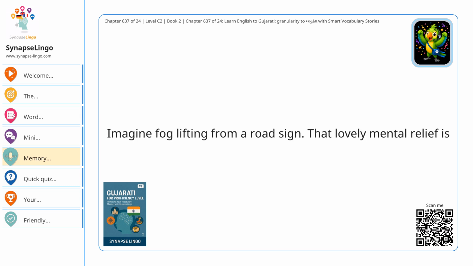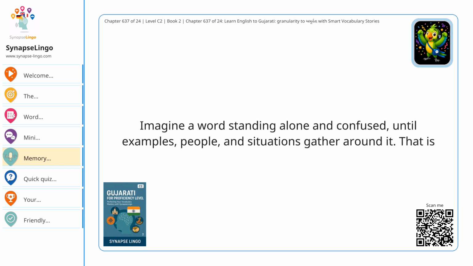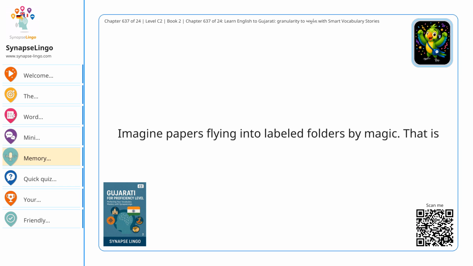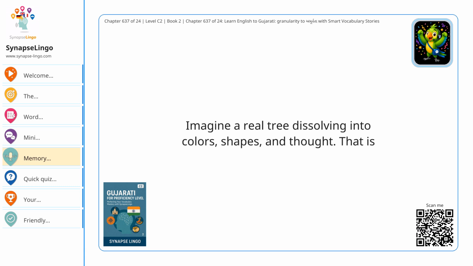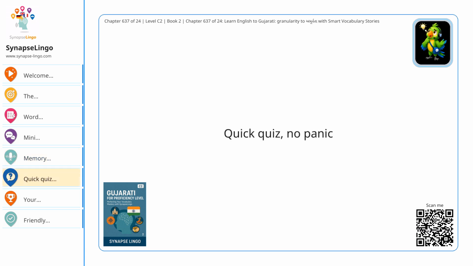Imagine fog lifting from a road sign. That lovely mental relief is સ્પષ્ટતા. Imagine a word standing alone and confused, until examples, people, and situations gather around it. That is સંદર્ભીકરણ. Imagine papers flying into labeled folders by magic. That is વ્યવસ્થિતીકરણ. Imagine a real tree dissolving into colors, shapes, and thought. That is અમૂર્તતા.